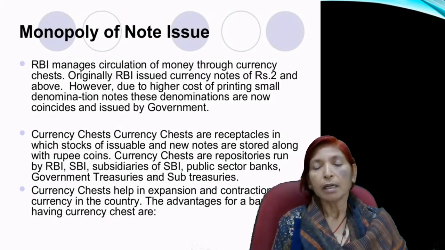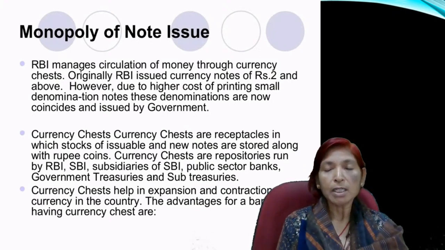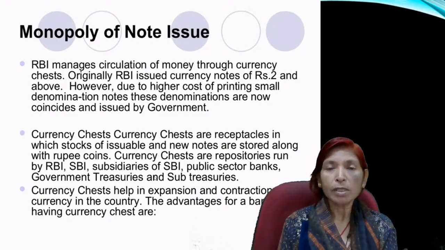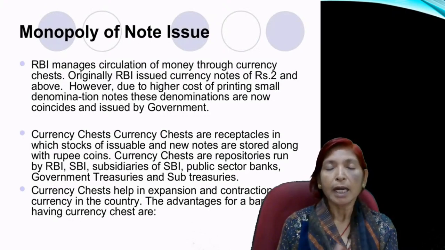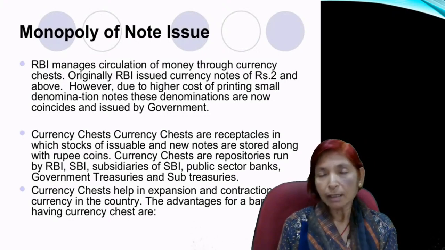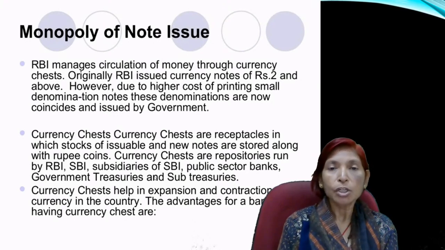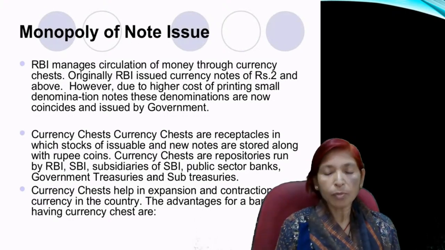So RBI has to manage the control over the money supply. Money supply must be equal to money demand, not more than that and not less than that. The reason is, if we want to keep prices stable, then RBI must issue paper currency according to the need of the public. Money demand and money supply must be equal, not more than that.